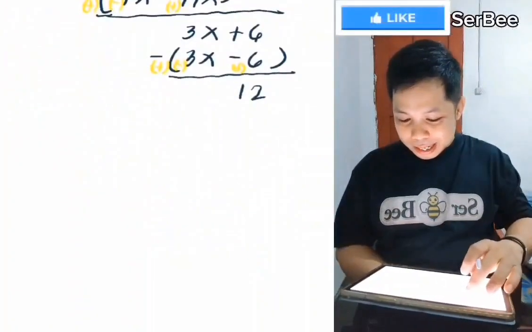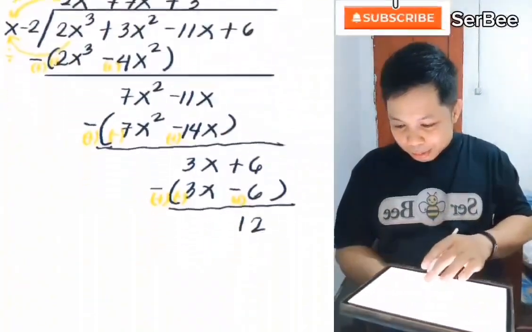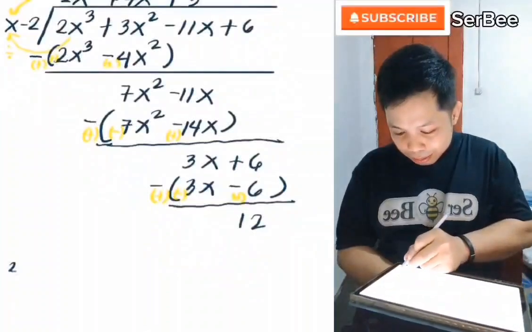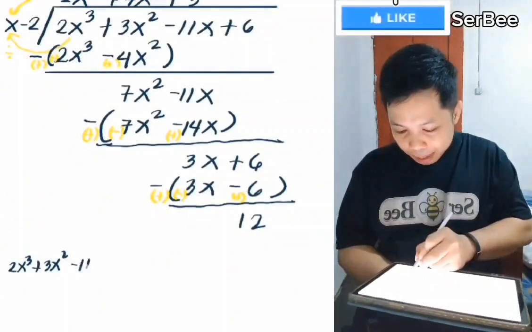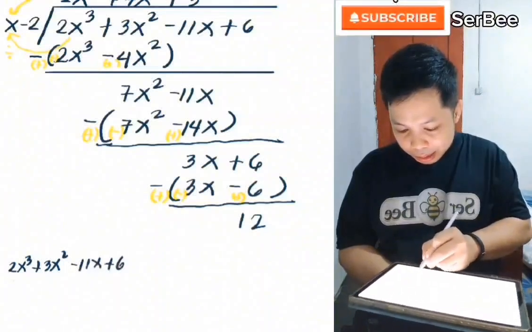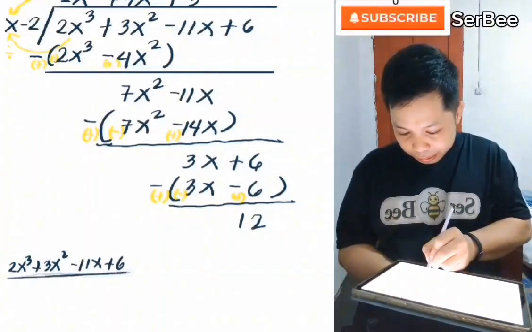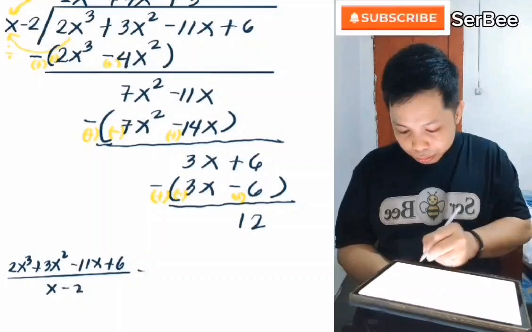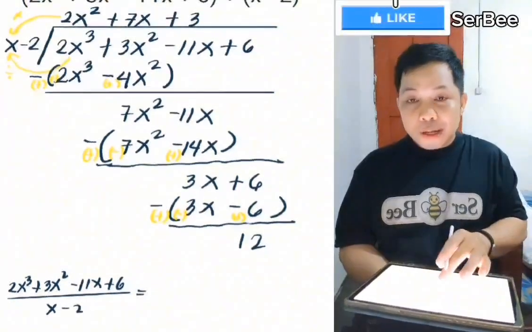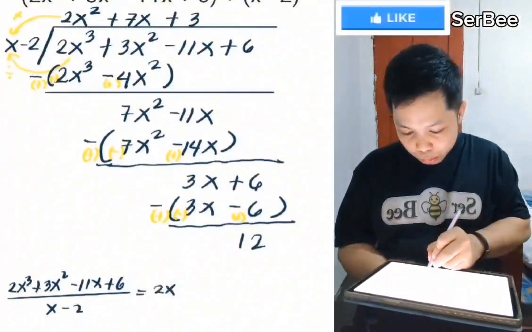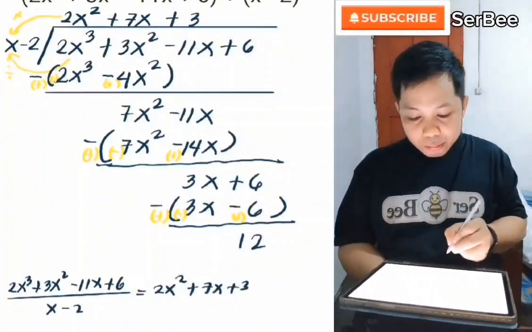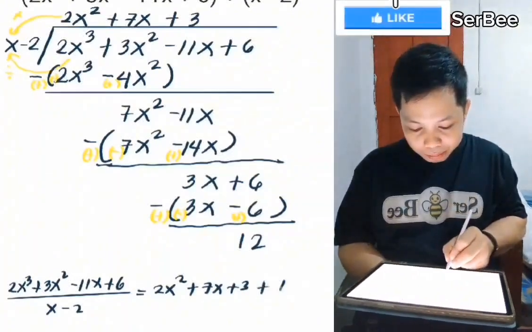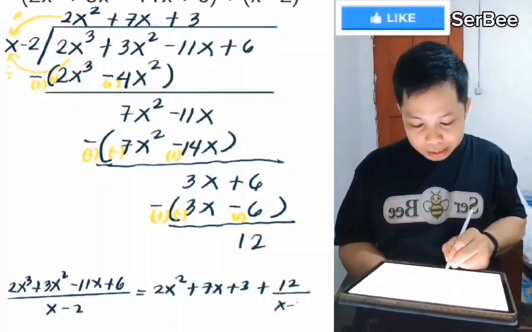So, ibig sabihin guys, itong polynomial na dinivide natin, 2x cubed plus 3x squared minus 11x plus 6 divided by x minus 2, the quotient is, ano yung nakuha natin na quotient? 2x squared plus 7x plus 3 plus a remainder of 12 divided by x minus 2.